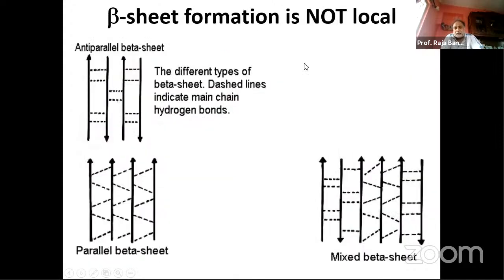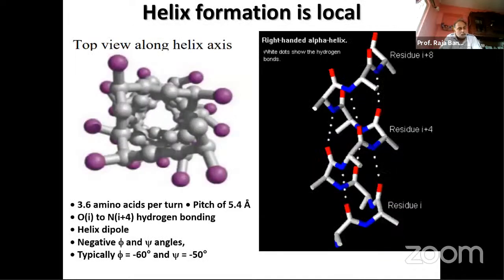And in the other case, the parallel and the anti-parallel beta sheets or the mixed beta sheet, you require two different strands. So how do you understand this? If you dilute, these two strands are separated and you lose the hydrogen bond. But in case of the alpha helix, whatever the concentration you are using, it doesn't matter, the hydrogen bond actually exists.